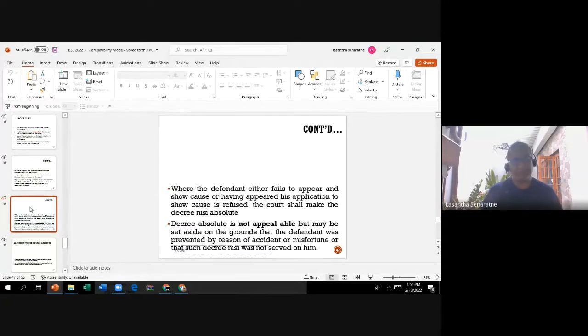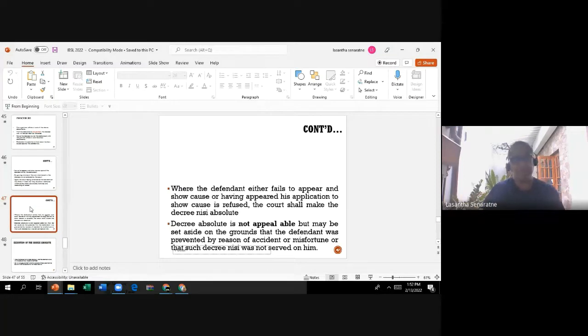Where the defendant either fails to appear and show cause, or on having appeared, his application to show cause is refused, the court shall make the decree nisi absolute. So if I fail to come as agreed after being allowed to come, decree nisi will be made absolute. Decree nisi absolute is not appealable. So no party can go to a higher court and appeal that decree nisi. But in a district court judgment, you can go to the appeal court and appeal.